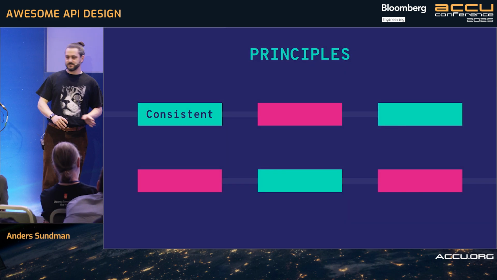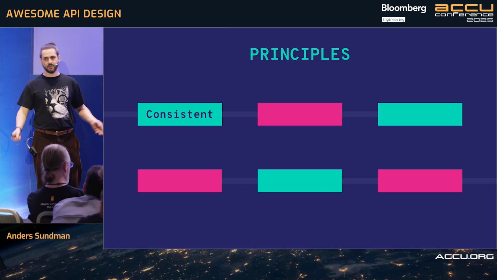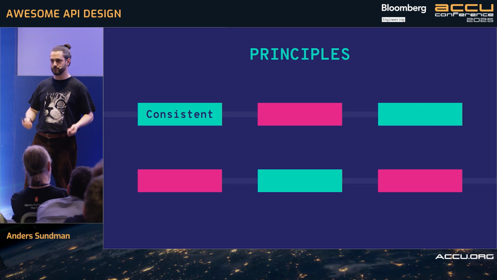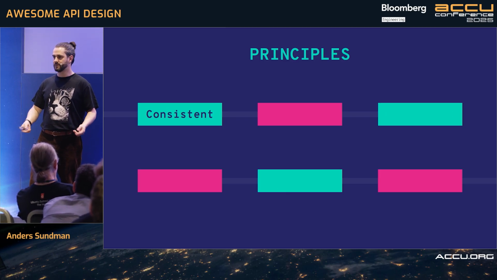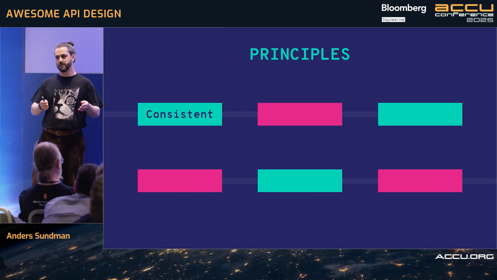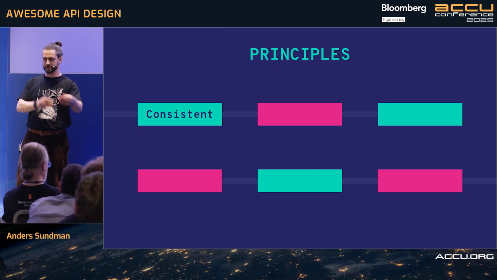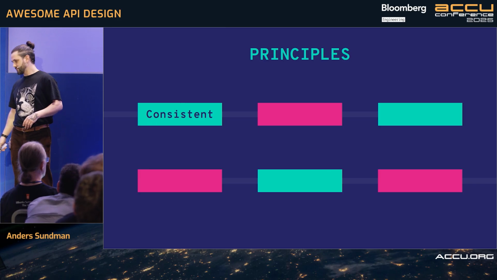We also have consistency in other ways. We have paradigms. Is your API blocking? Is it returning futures? Is it a callback-based API? Try to be consistent. Sometimes it's fine to have multi-paradigm, but make it so it's clear sections, or maybe even different APIs, so that you are consistent in this matter as well.